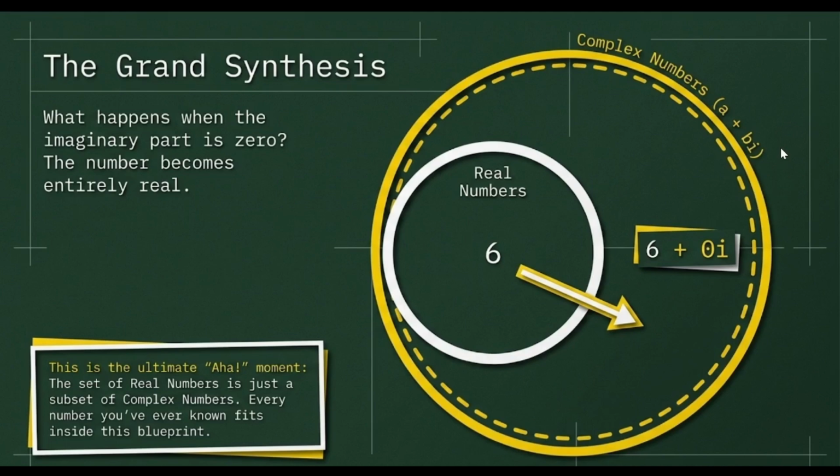But here is the aha moment. What if b is equal to 0? Then we are left with just a real number. This means that the set of real numbers is actually a subset of complex numbers. As the key fact in our textbook says, 6 can be written as 6 plus 0 iota. Therefore, every real number is a complex number.